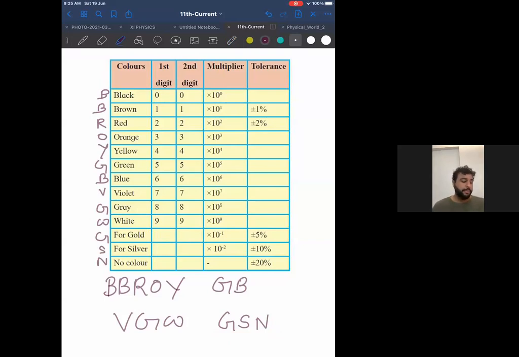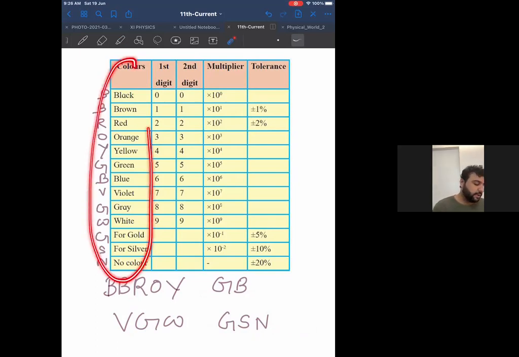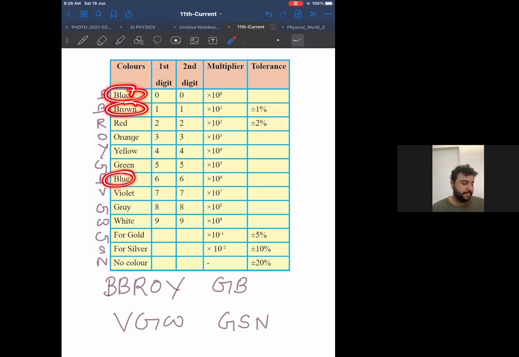Therefore, if you remember the code word, B. Roy of Great Britain, very good wife, gold and silver necklace. This is the keyword. With that keyword, you can fill the first column, that is colors. So listen to this. There are 3 B's, that is black, brown, and blue.